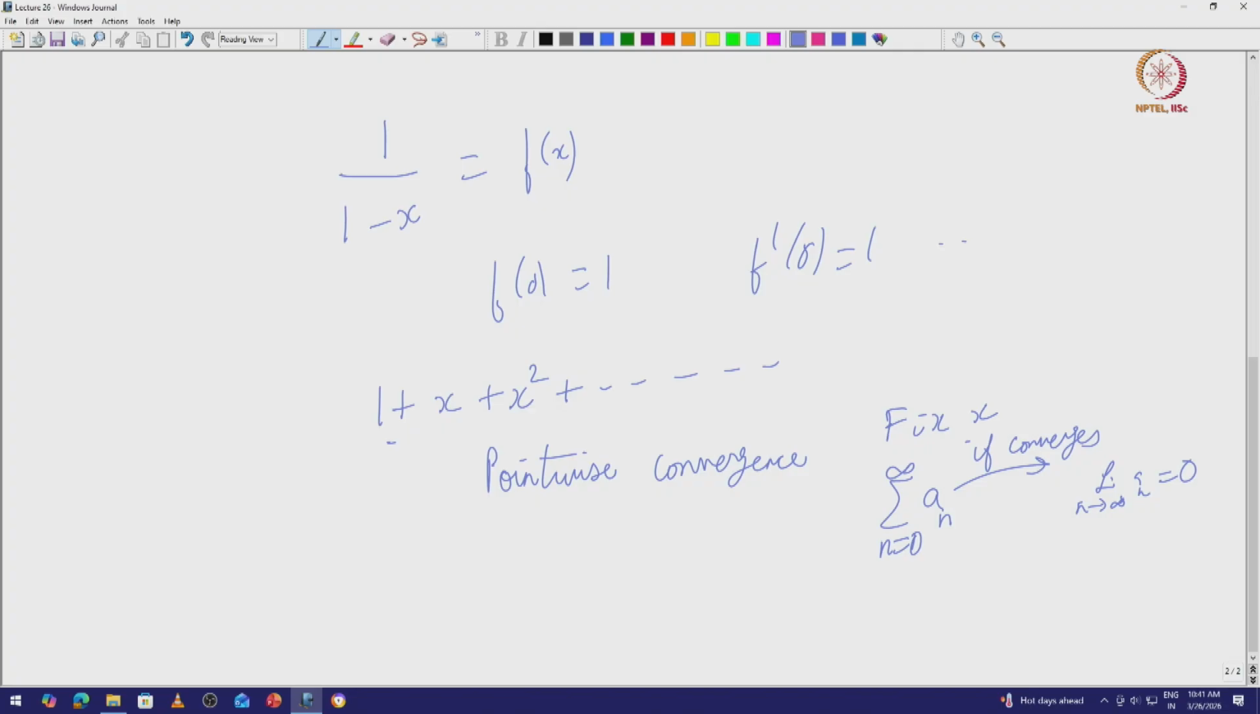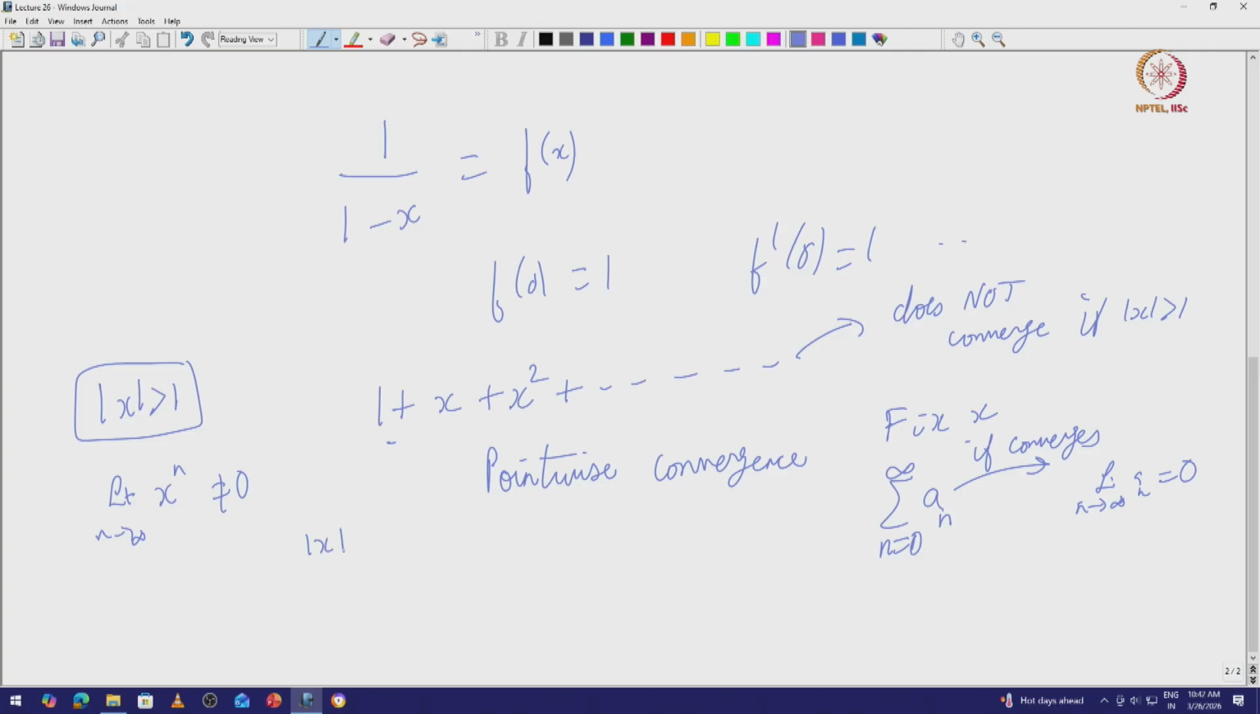So in particular, if mod x is larger than 1, surely the limit of x raised to n as n goes to infinity is not 0. In fact, it may not even exist, yeah, if x is negative, for example, or it might be infinity if x is positive, but whatever it is, it's certainly not 0. So this does not converge pointwise, which is the simplest notion, if mod x is larger than 1.